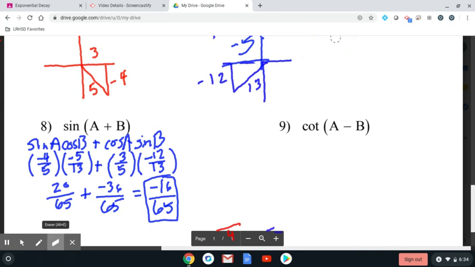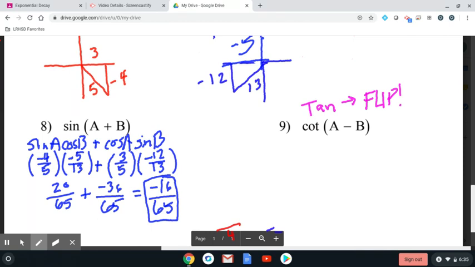Okay. All right, so the last one we're going to work with is cotangent of a minus b. Remember, when you start seeing cotangent, secant, or cosecant, you want to treat them like the trig functions they're reciprocals of. So on number 9, we're going to treat this one exactly like tangent. But at the very end, we have to flip our final answer, and that's going to be our true final answer in order to get cotangent.